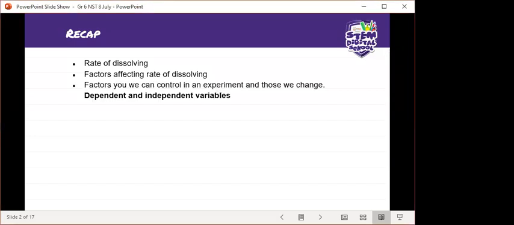Okay, so we also looked at factors, right, that we can control in an experiment, and we also looked at those we can change. We looked at the dependent and independent variables. If you guys remember when we looked at the bar graph, we're talking about a horizontal axis as well as a vertical axis. So just a quick recap, the dependent variable, is it found on the horizontal or the vertical axis when we're drawing a graph?